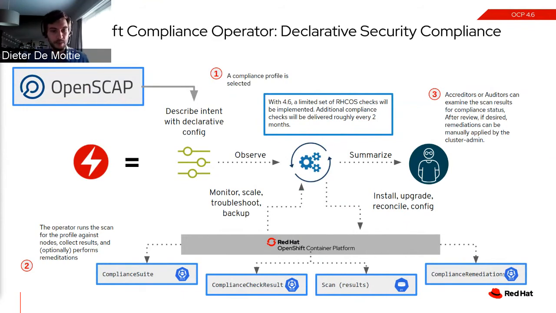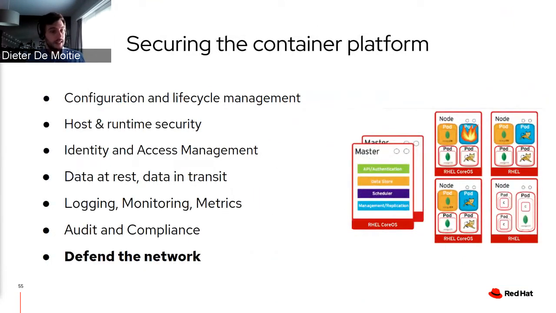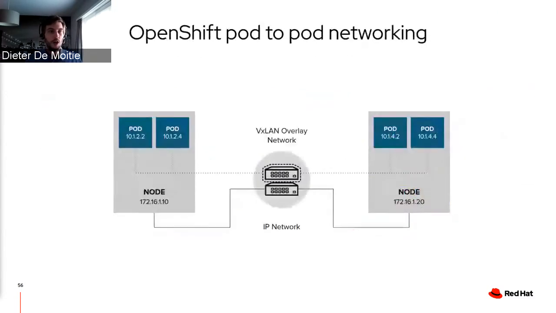Then the last thing is defending the network. OpenShift has software-defined networking in the platform. It's called OpenShift SDN, although there is a second one right now, which is called OVN Kubernetes. Both of them make use of overlay networks, either VXLAN or Geneve. And that separates the traffic, and together with the Open vSwitches on the nodes, that completely separates traffic between different projects, for example.